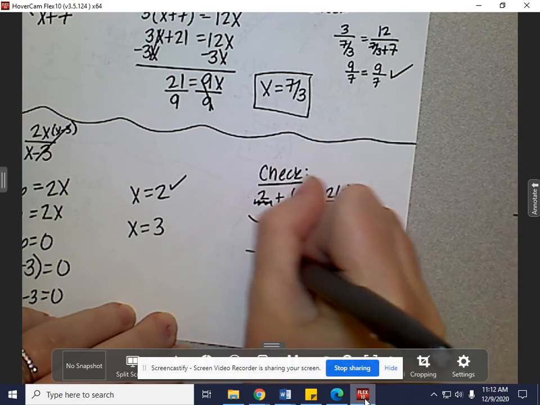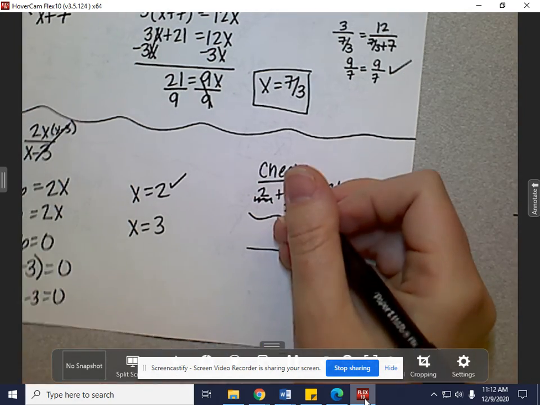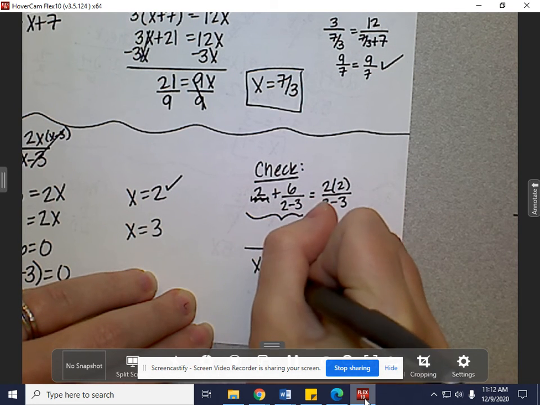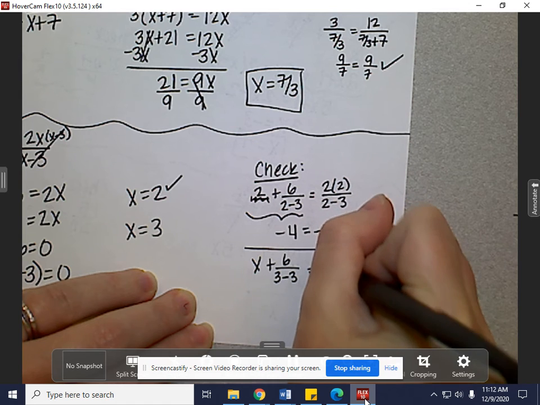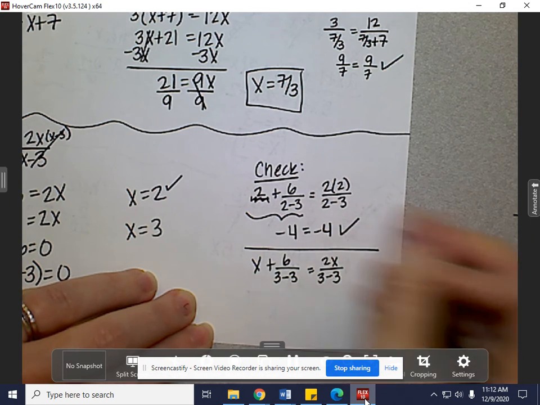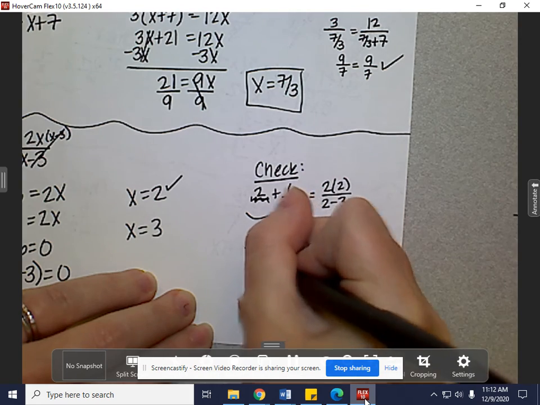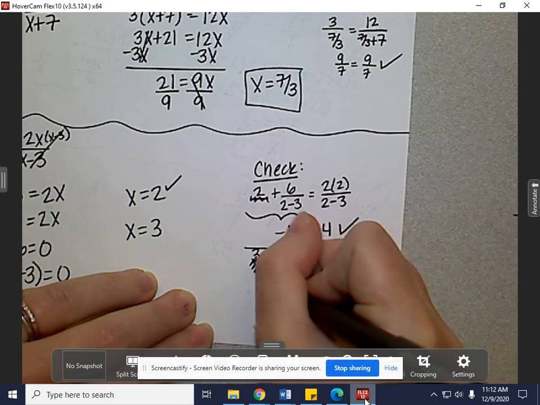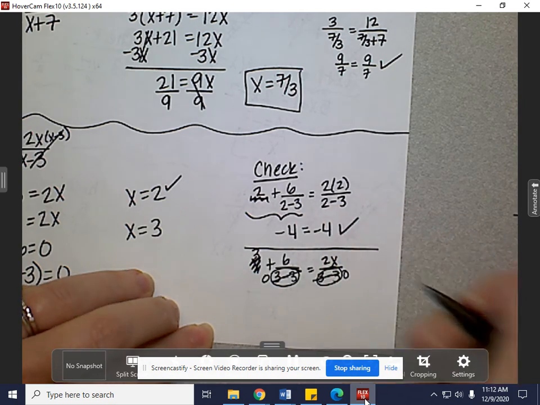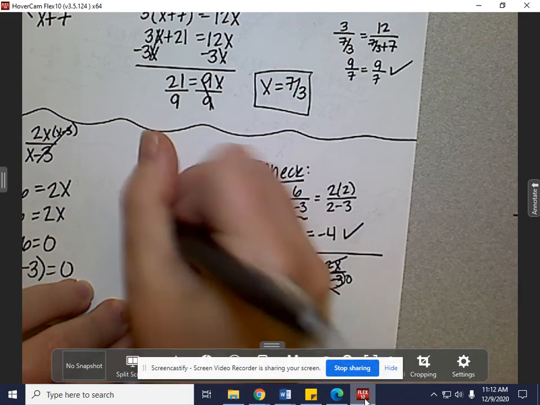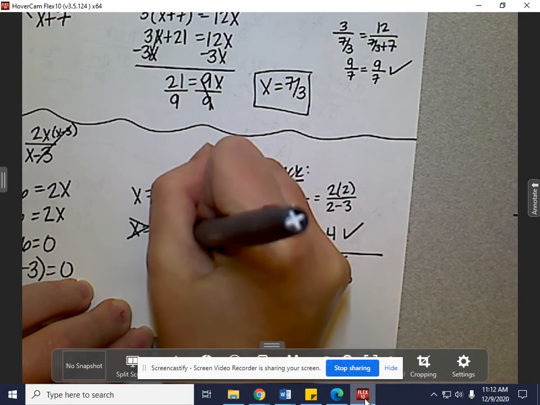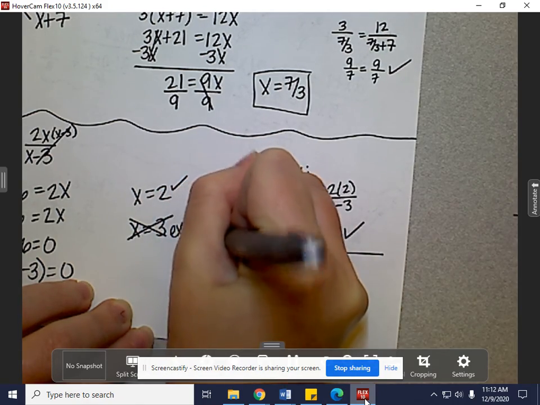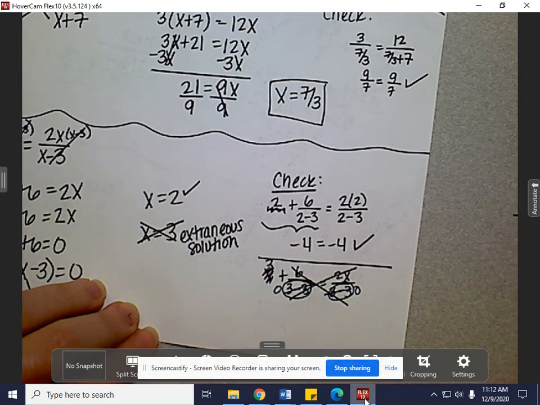Let's check 3, though. What's going to happen? So when I check 3, I just get 3 plus 6 over 3 minus 3 equals 2 times 3 over 3 minus 3. Okay, I get 3 plus, oh, shoot. I'm going to have a 0 in the denominator. Same thing here. We know that cannot happen. So we would say that 3 is an extraneous solution. You solved for it, but when you plug it back in, it doesn't actually satisfy the equation.